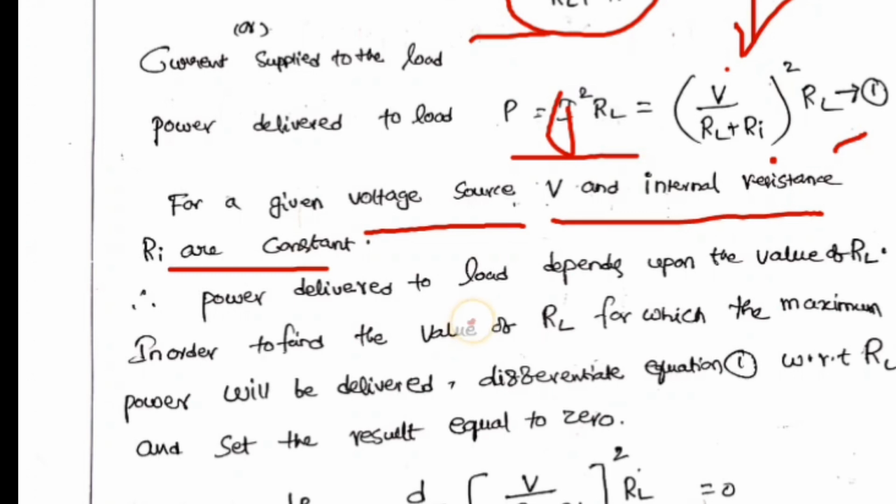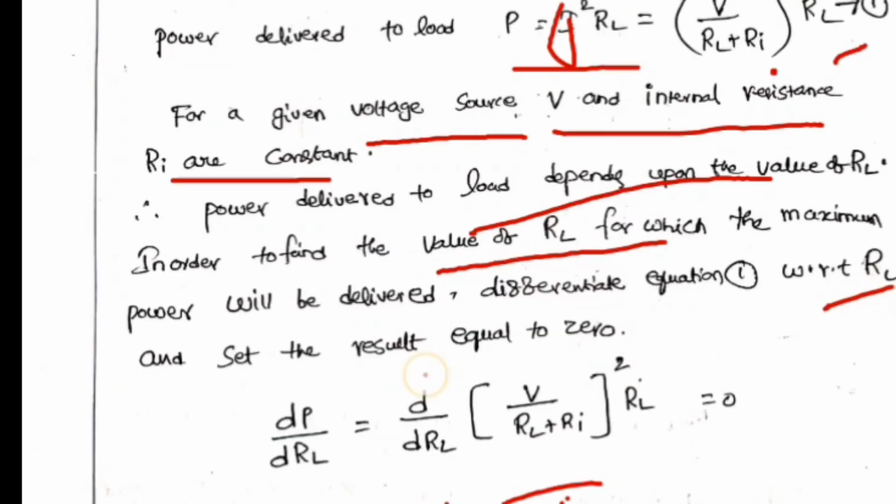Power delivered to the load depends on the value of RL. In order to find the value of RL for which the maximum power is delivered, differentiate equation 1 with respect to RL and set the result equal to 0. Then you will get the maximum power transferred, and how much power will be transferred when load resistance equals source resistance.